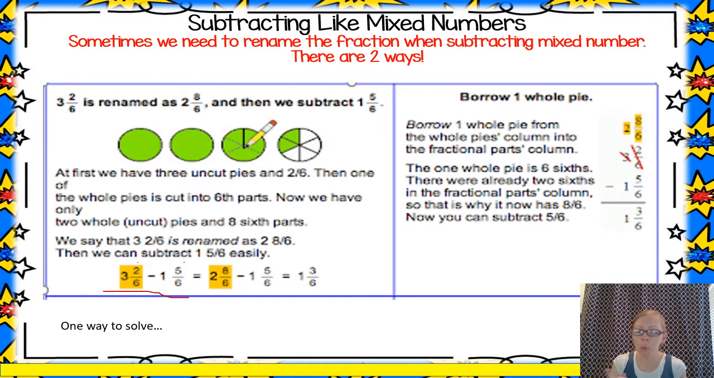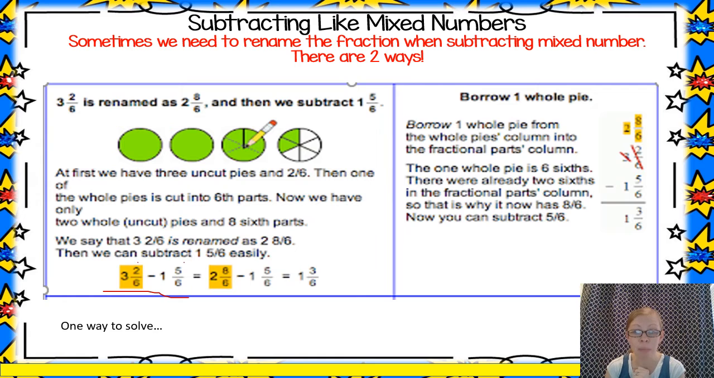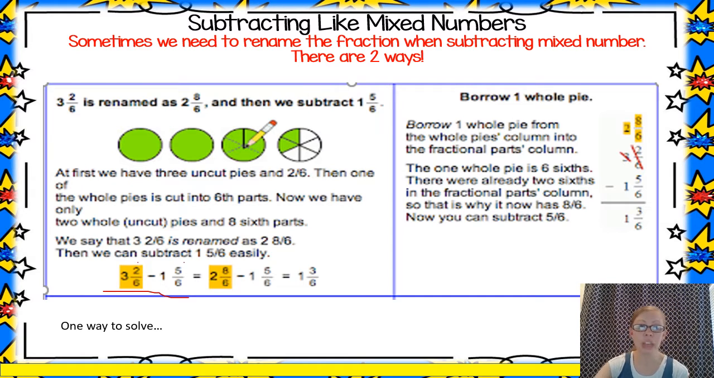So instead, what we need to do is rewrite our mixed number. Anytime you have a fraction above that is smaller than the fraction below, you're going to make use of an improper fraction to allow you to solve. It's one way that we flexibly use mixed numbers and improper fractions to allow us to work with different operations.